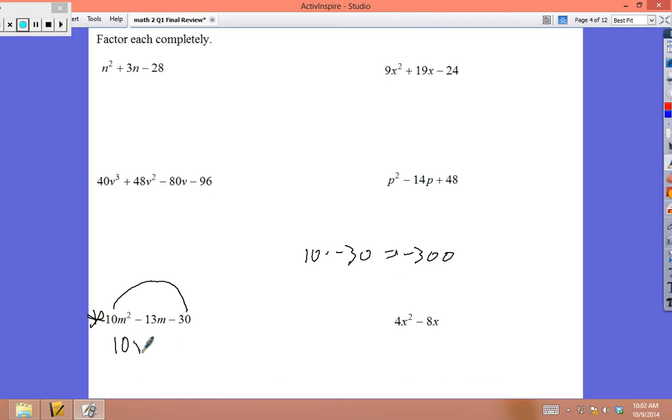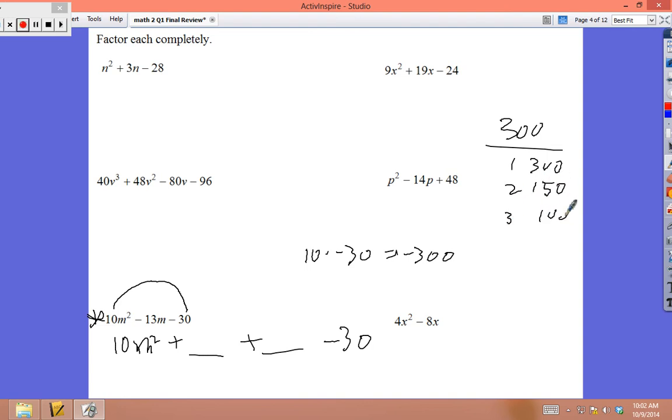So I'm going to rewrite this. 10m squared plus something minus 30. Okay, I'm going to rewrite 13 as the sum of two terms. Okay, they got to times and give you 300. So you start making a list. 300 is going to be 1 and 300, 2 and 150, 3 and 100.